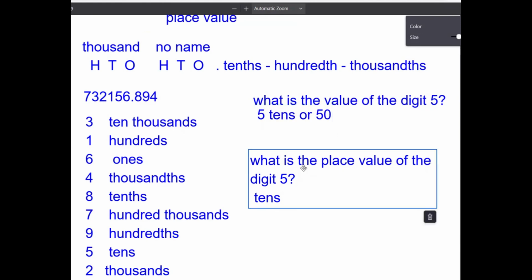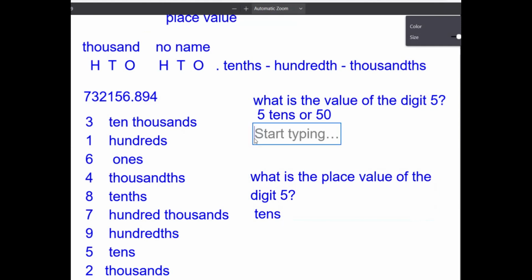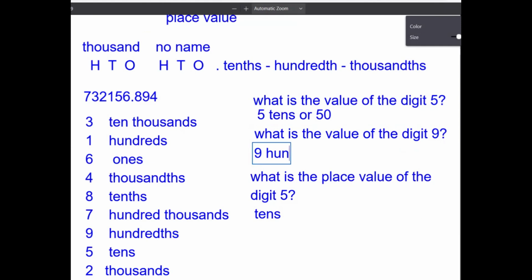So the same idea, if a number is after the decimal point, and I ask you, for example, what is the value of the digit 9, you will tell me the following. It is 9 hundredths, or you could say 0.09, or you could say it's 9 over 100.